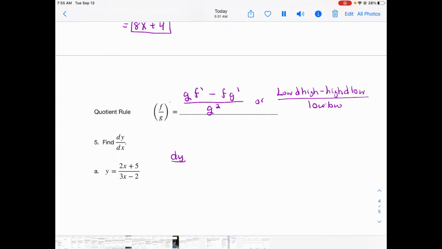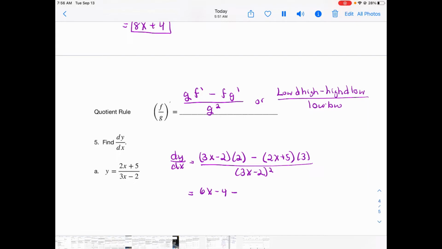All right, so looking at this example, let's find the derivative of y with respect to x. Low means I copy down the bottom. D high means I take the derivative of the top. Minus high, which means copy down the top function. D low means I take the derivative of the bottom, over the bottom squared, low low. Now simplifying, we get 6x minus 4.